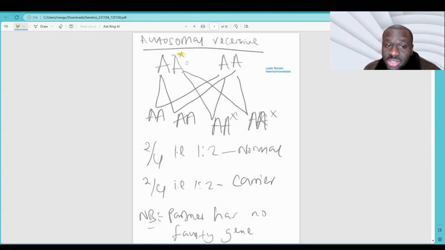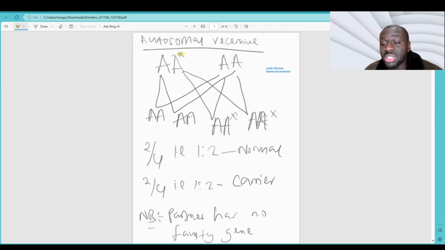The most important thing to understand is how you explain to this patient that being a carrier of cystic fibrosis means you've inherited only one faulty gene from one of your parents. So you have one faulty gene and one normal gene, and that's why you don't have cystic fibrosis, but you carry the faulty gene. For each of your pregnancies, you may or may not pass on that faulty gene to your child.